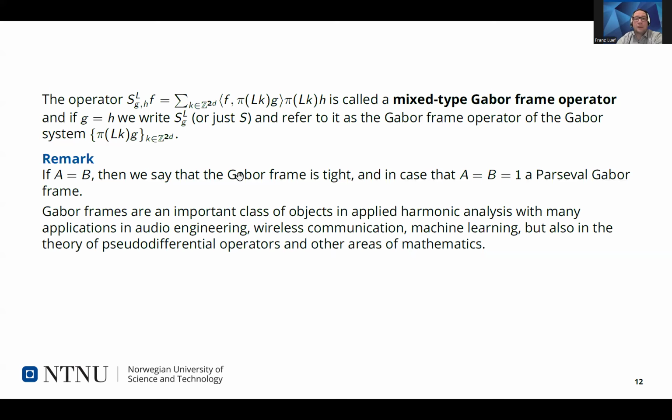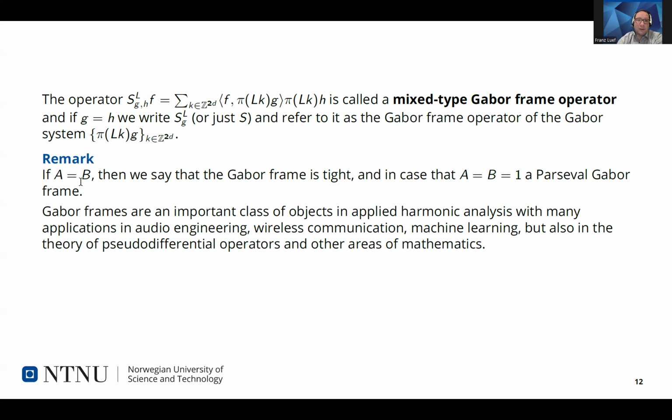A natural class of operators that you can associate to such a system are what's called mixed type systems. One says that you analyze your f by using this system pi(lambda) with g, and then you rebuild, or synthesize, it with a system that's generated by another function h. In the case where g is equal to h, we say that this is a Gabor frame operator. In the other case, it's called a mixed type Gabor frame operator associated to the system.